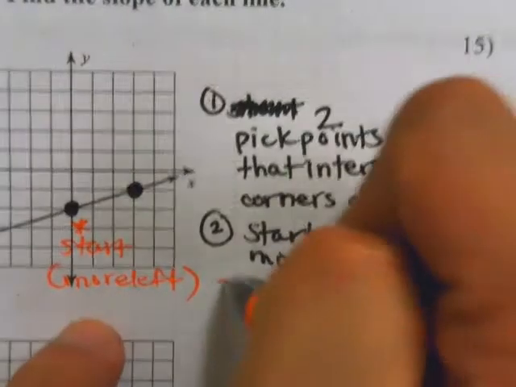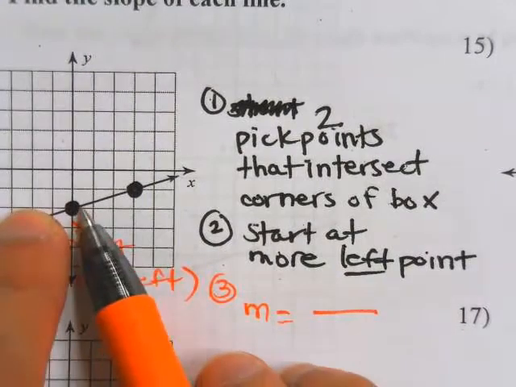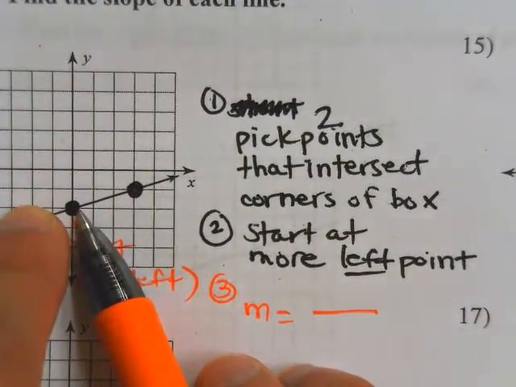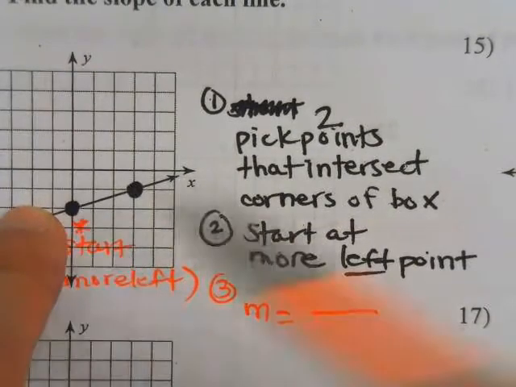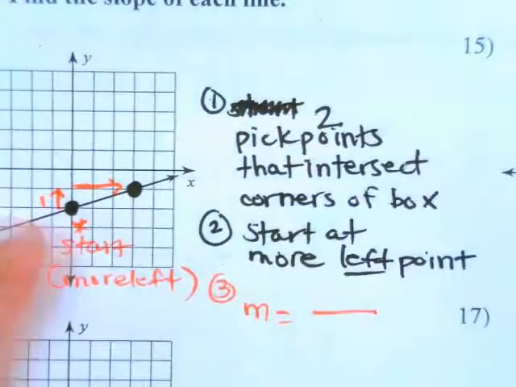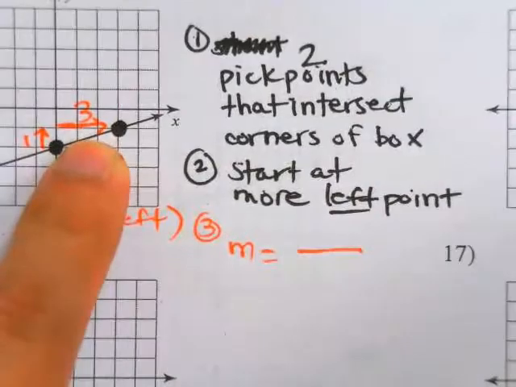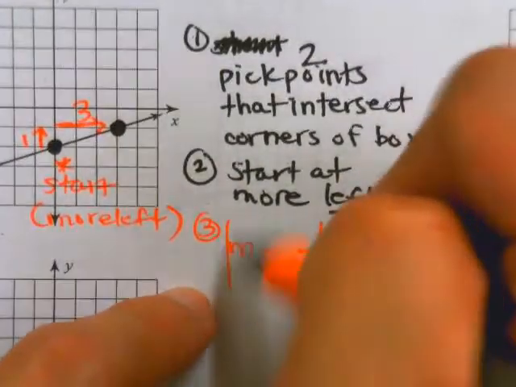Now, you can do slope by counting. Start from here. You got to go rise over run. So are we going down or up? Up. How many? 1. And then run. How much to the right? 3. Rise over run.